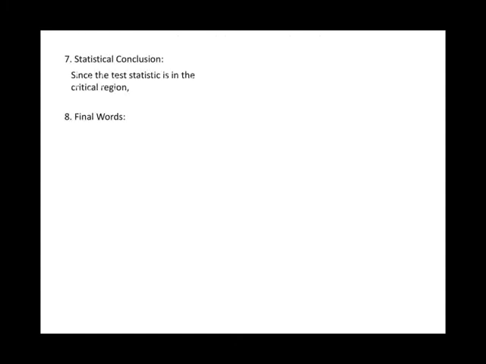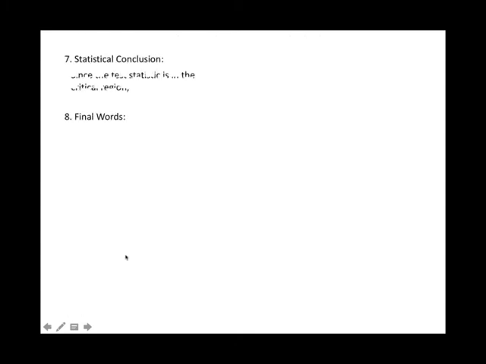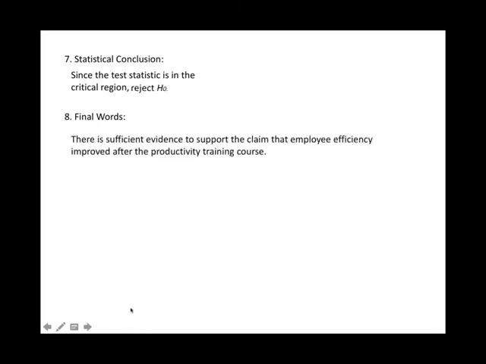Okay, step 7, write it down. The reason is the test statistic is in the critical region, so we're going to reject the null hypothesis. And then the conclusion. The original claim goes to the alternate hypothesis, so it should be number 3 and number 4. And then we have reject. So that will be number 3, the conclusion. There is sufficient evidence to support the claim that employee efficiency improved after the productive training course.